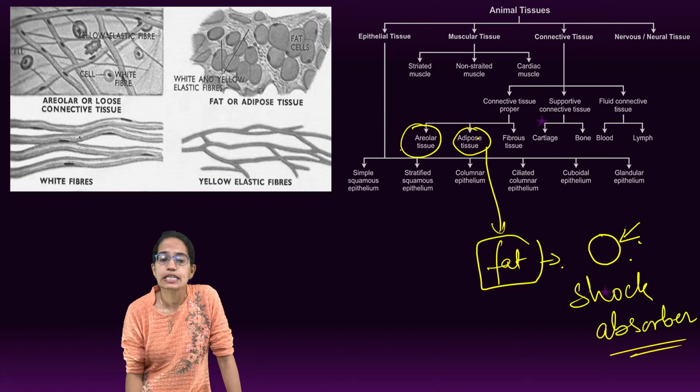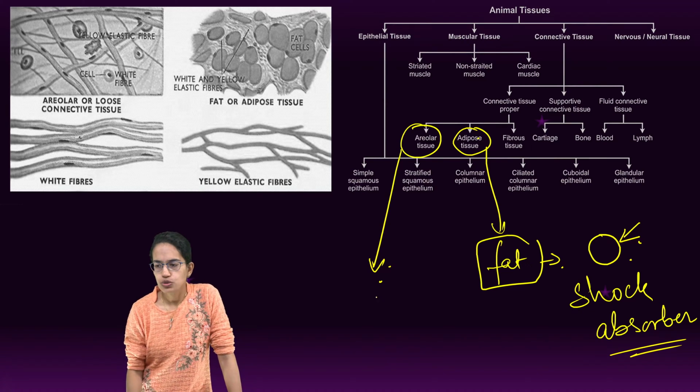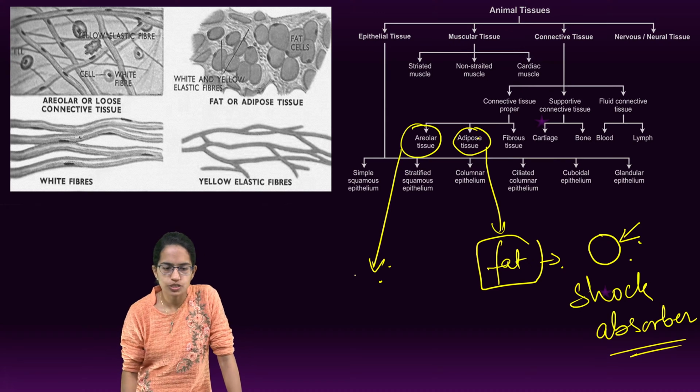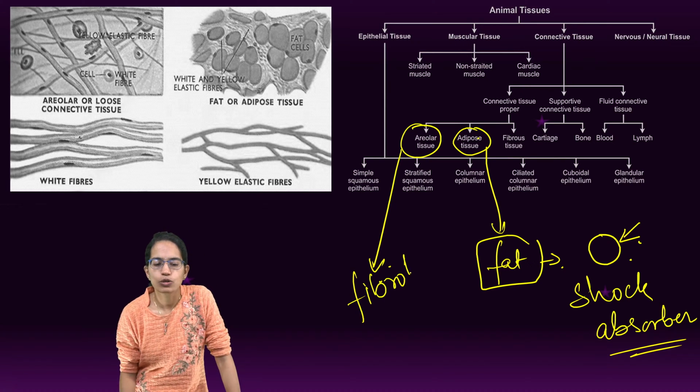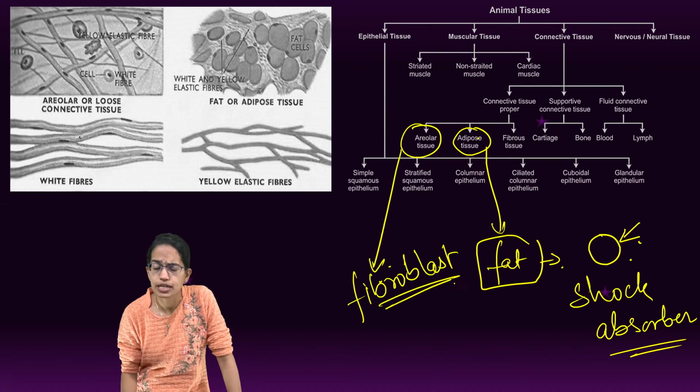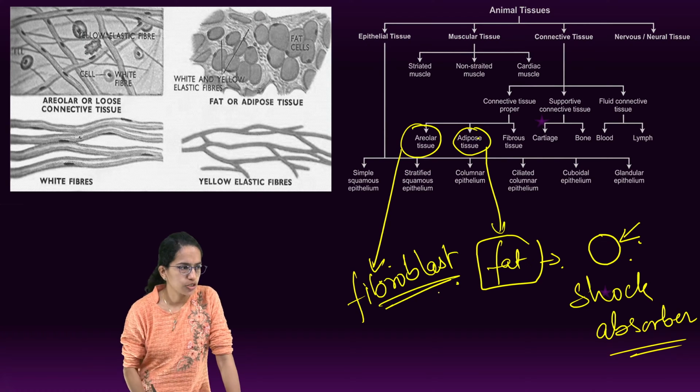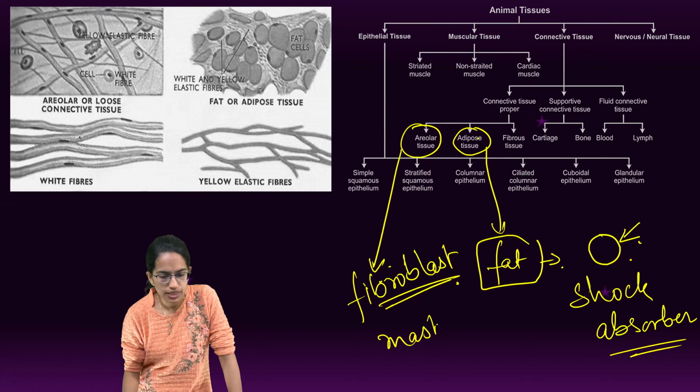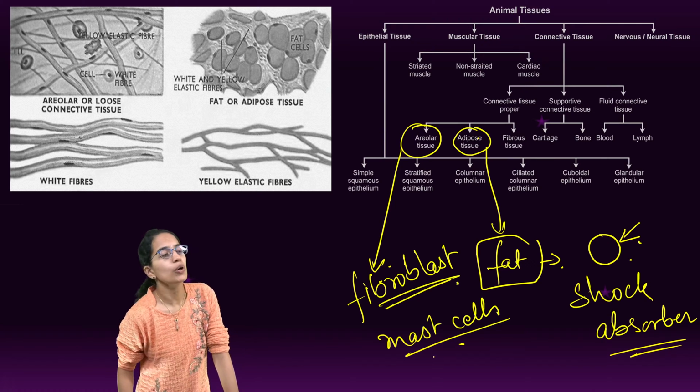Coming on next is areolar tissue. Areolar tissues are the most commonly distributed tissues. They are star shaped and also called fibroblast. Now there are various versions of areolar tissues. One of the versions is mast cell. Mast cells respond to allergic reactions.